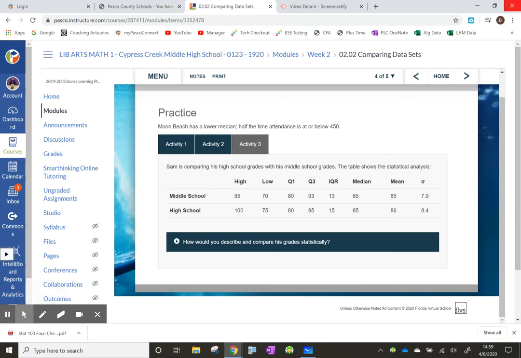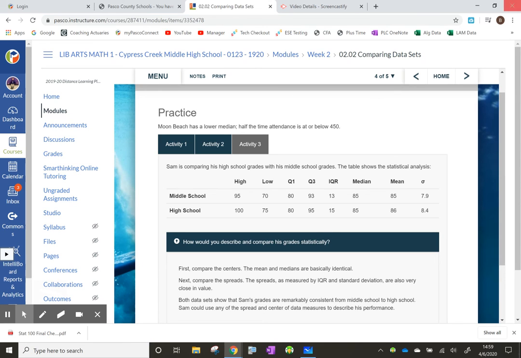So I notice the highest and the lowest scores are not too different from each other. Obviously, the first quartile and third quartile are very similar as well when you compare middle and high school. Interquartile range, median, mean. The main thing I notice is the standard deviation. Standard deviation is smaller for the middle school than it is for the high school. So that means the middle school is more compacted; its data is less spread out. The high school's data is slightly more spread out.